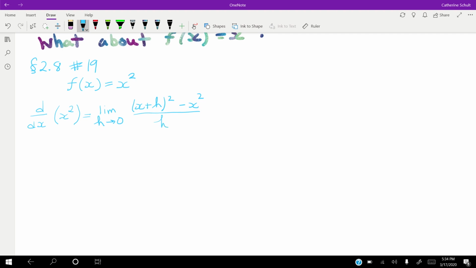Okay, so we know the deal. We've done this enough before. We're going to square out the top, right? x squared plus 2hx plus h squared. The x squares will cancel, and we're going to be left with 2xh plus h squared divided by h. Now there's an h in every term, so we can cancel out that h. We have 3 terms, so we're going to want to cancel it 3 times.